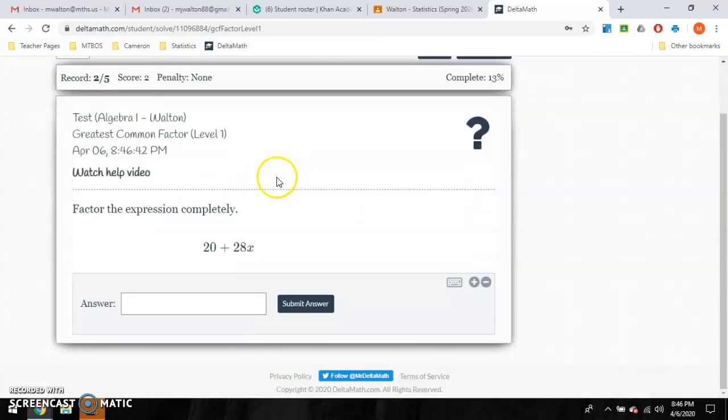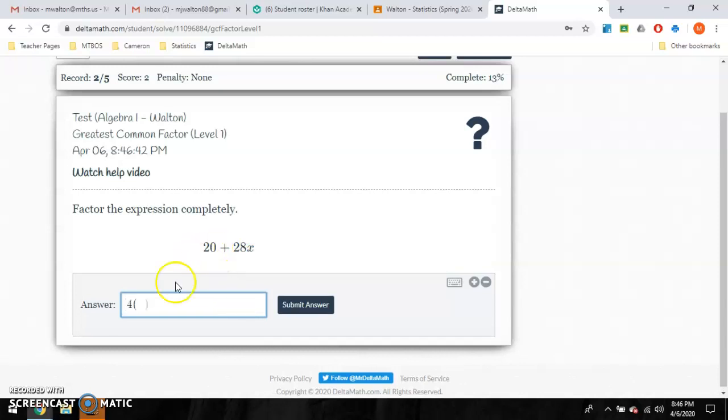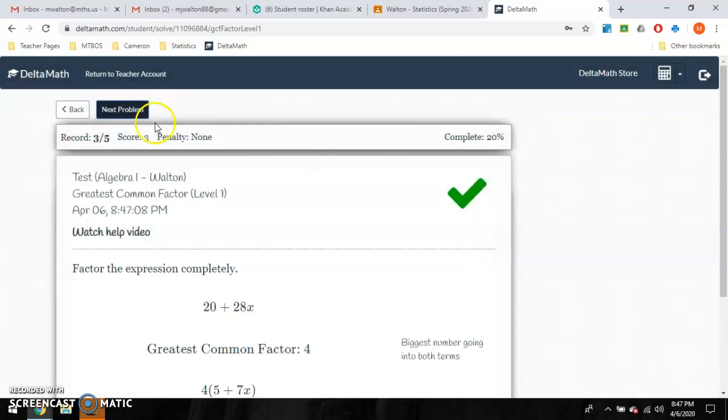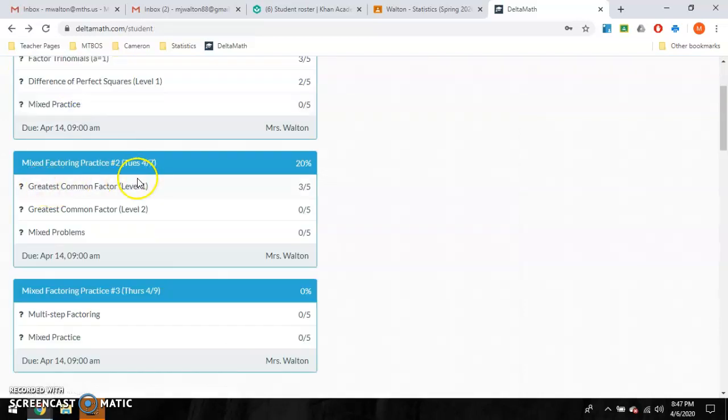All right, and one more. 20 plus 28x. Looking at this, both of these are divisible by 4, it looks like. So 20 divided by 4 is 5, and then finally 28x divided by 4 would leave me with a 7x. Checking my answer, 4 times 5 is 20, 4 times 7x is 28x. So that should be level 1, is simply factoring out those constants.